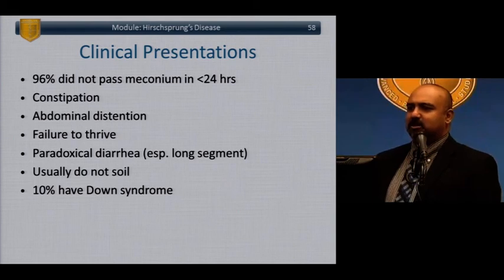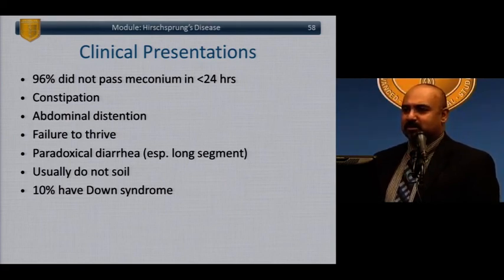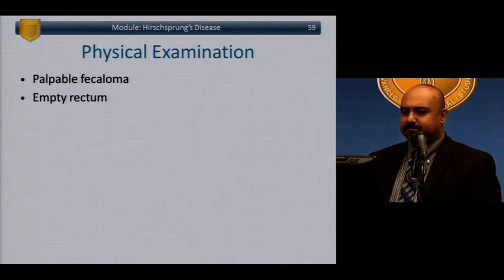They don't soil. So when these patients come in at 2 years old complaining of constipation, you do a rectal exam or you ask the mom, hey, are they having problems? Do they leak into their diapers or underwear? They're like, no, they never leak. And when you do your exam, you don't feel any stool in the rectal vault. So the stool never makes it down to the rectum. 10% will have Down syndrome.